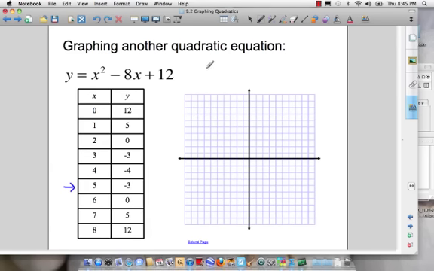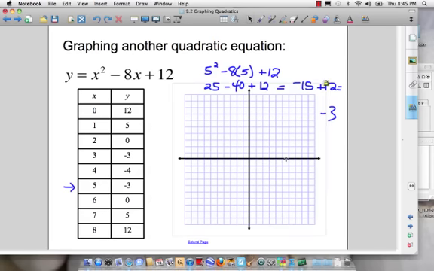Well, you plug in a 5 for x, 5 squared minus 8 times 5 plus 12. Or 25 minus 40 plus 12. Or let's see, 25 minus 40 is negative 15, plus 12 is negative 3. So that's how we got that particular pair of numbers. I'm not going to take the time to go through the rest of them here. If we now go ahead and graph all these points, see if I can find it here somewhere. I have these points. There they are.